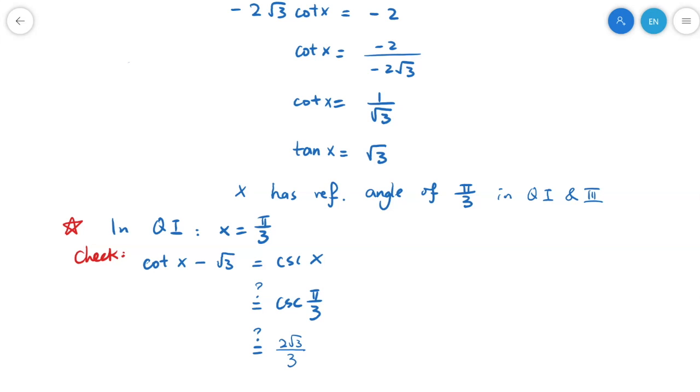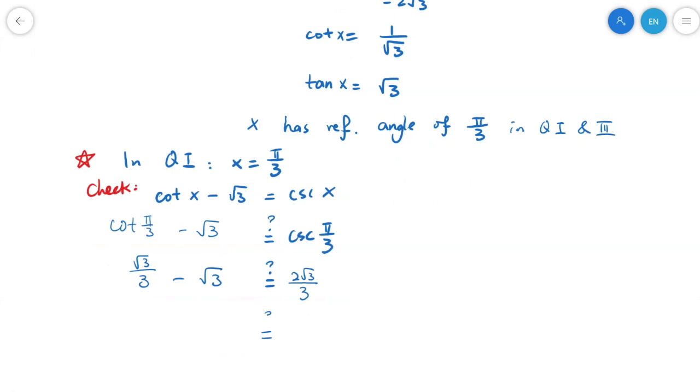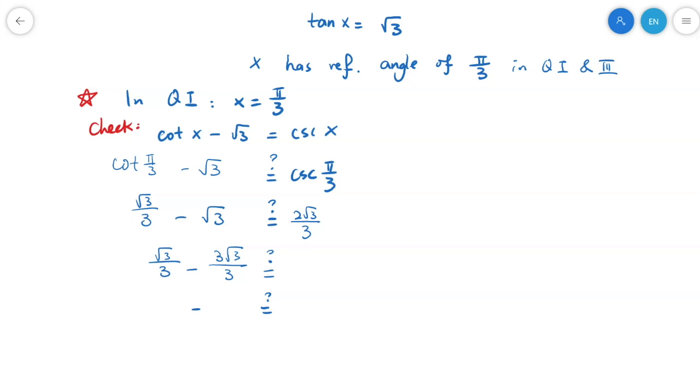On the other side, we have cotangent of x minus square root of 3. So cotangent of pi over 3 minus square root of 3: square root of 3 over 3 minus square root of 3. We end up with square root of 3 over 3 minus 3 times square root of 3 over 3, which equals negative 2 square root of 3 over 3, which is not equal to each other. In quadrant 3, x is equal to 4 pi over 3.